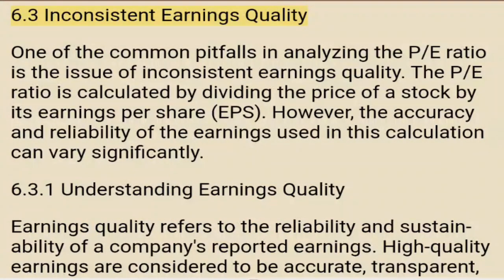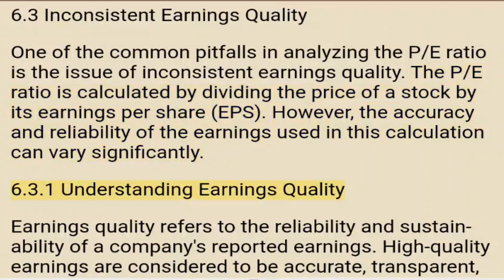6.3 Inconsistent earnings quality. One of the common pitfalls in analyzing the P/E ratio is the issue of inconsistent earnings quality. The P/E ratio is calculated by dividing the price of a stock by its earnings per share (EPS). However, the accuracy and reliability of the earnings used in this calculation can vary significantly.